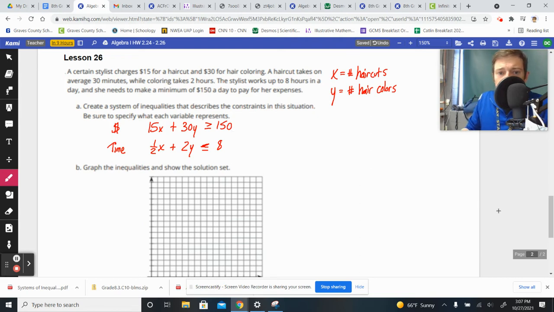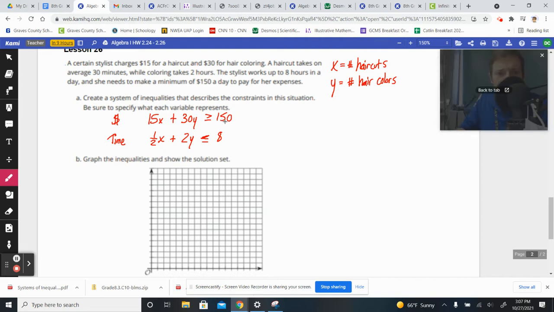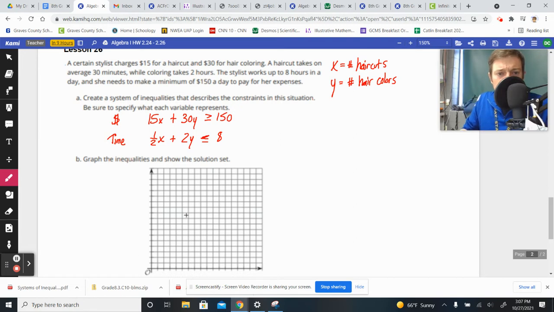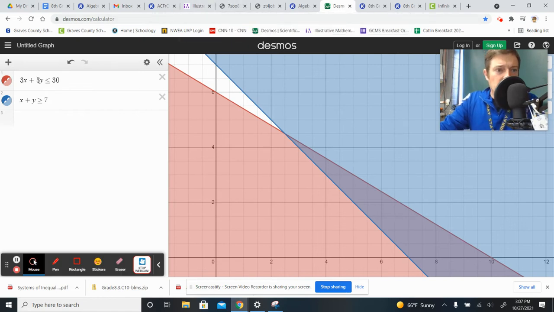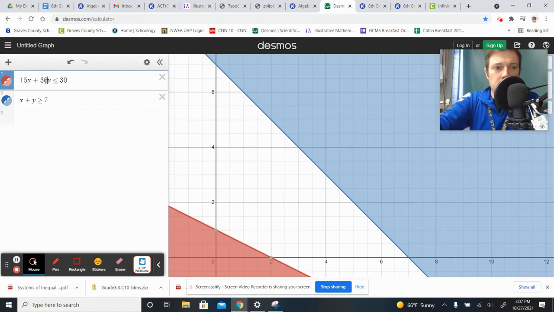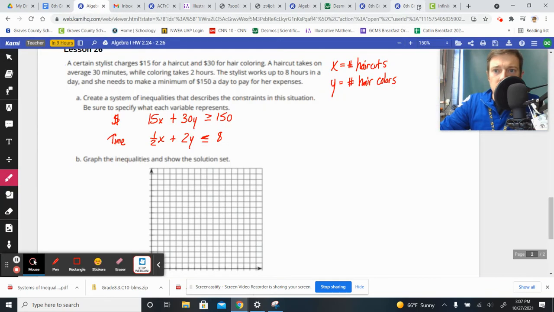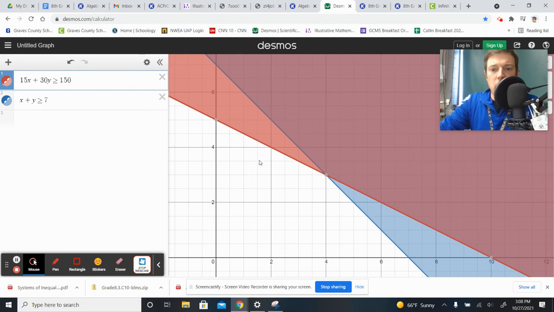And just to speed up the process, we're going to graph them on Desmos and then sketch them on here. So let's start with the bigger numbered one, and then we'll throw the other one in there, and we can see if we can get a good window for the one we have to draw. Okay, let's jump over to Desmos. We've got 15x plus 30y, and we want it greater than or equal to 150 bucks. Okay, we've got a pretty good window for that right now.